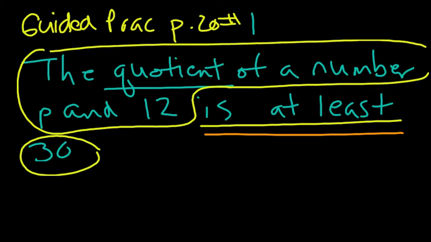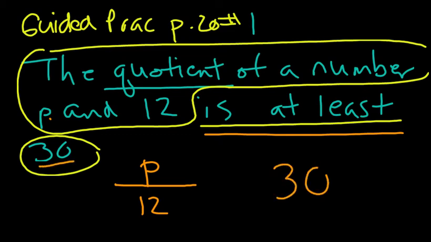So first, let's decide just what this part looks like. This part looks like quotient. What does that mean? Quotient means we're dividing. So put the fraction bar. Remember, we use fraction bars for divide. The quotient of a number p and 12. P comes first, so p goes on top, 12 goes on bottom. That's that side. Now, the other side is just this part. So there's 30. Now all we have to decide is which sign we are going to put in there.